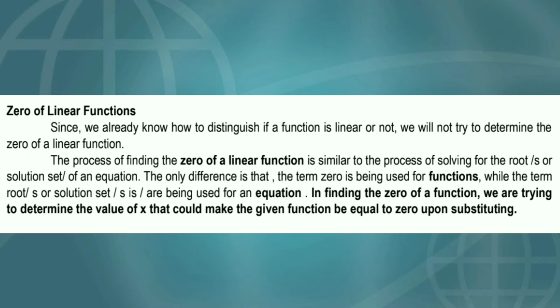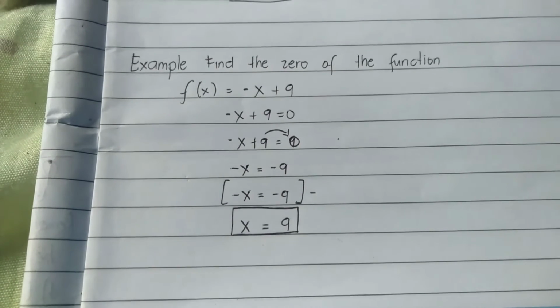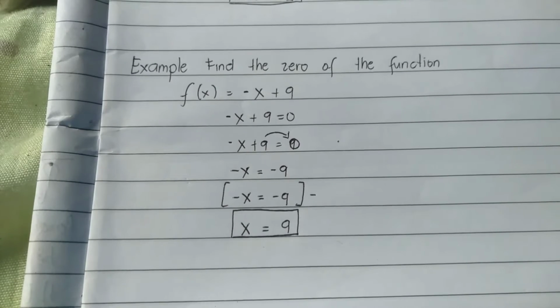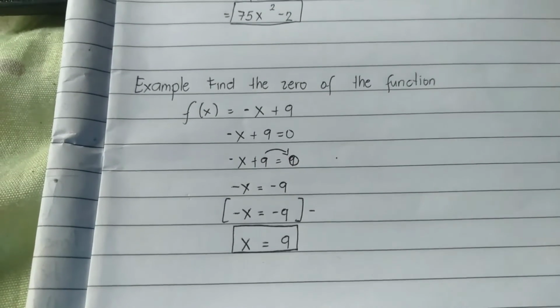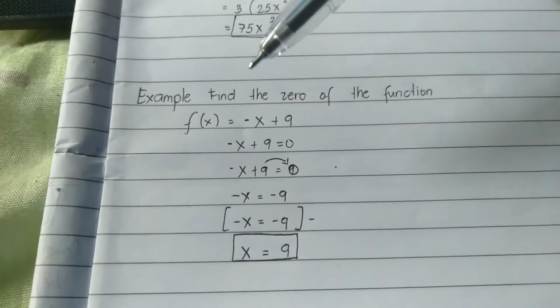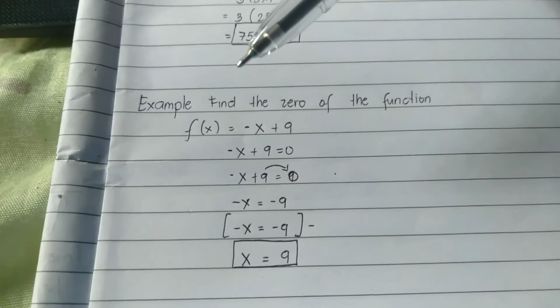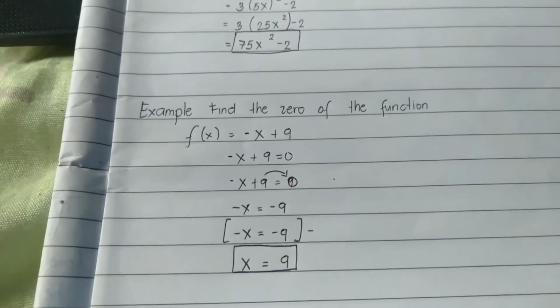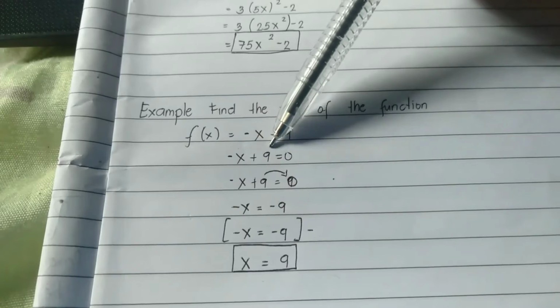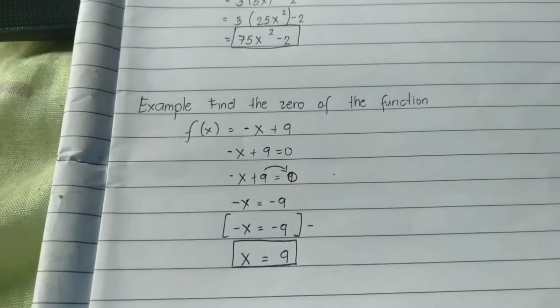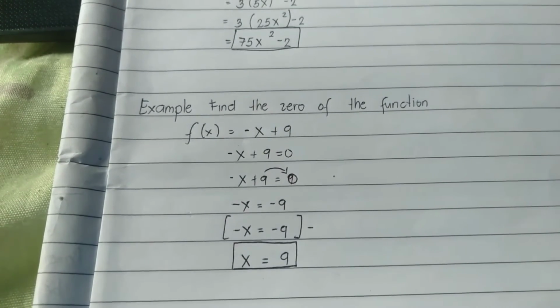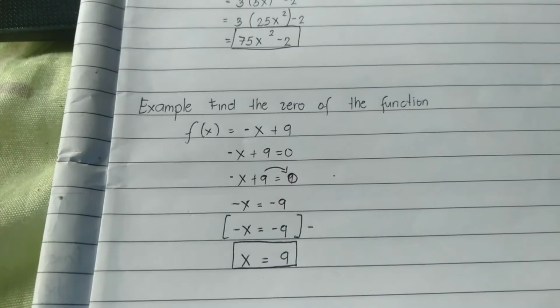In finding the zero of a function, we are trying to determine the value of x that makes the given function equal to 0 upon substituting. For example, find the zero of the function f of x is equal to negative x plus 9. In order to find the zero of a function, first we equate the given expression of the function to zero. So negative x plus 9 is equal to 0.